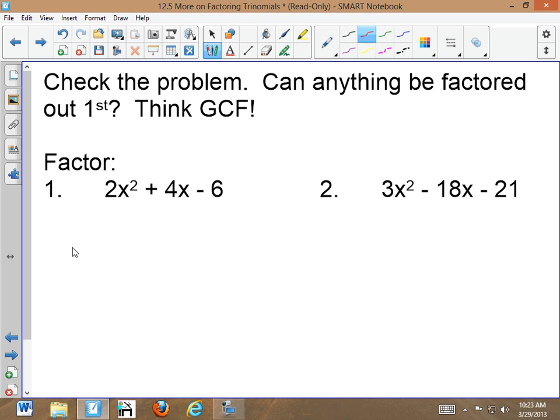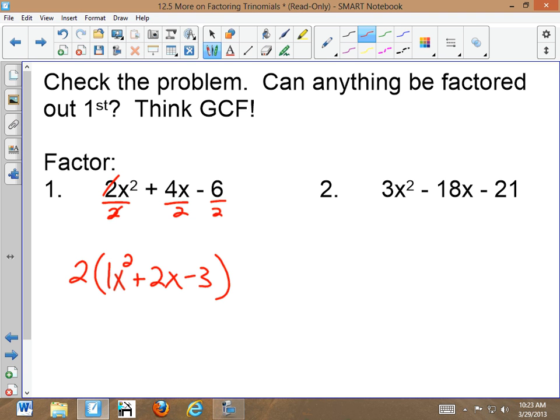If the smallest number goes into the other numbers, that's your greatest common factor. Will 2 go into 4? Will 2 go into 6? That's your greatest common factor. So I'm going to divide everything by 2. Now, do all 3 of these numbers have an x? No. So I cannot factor out an x. I can only factor out a 2. 2 divided by 2 is 1, which leaves me x squared. 4 divided by 2 is 2, and my x. 6 divided by 2 is 3. Keep the negative sign.